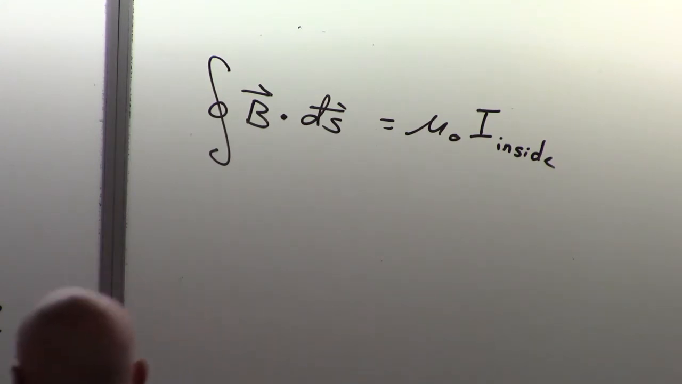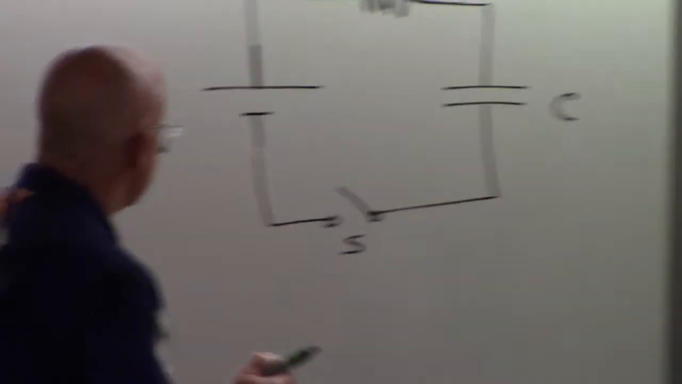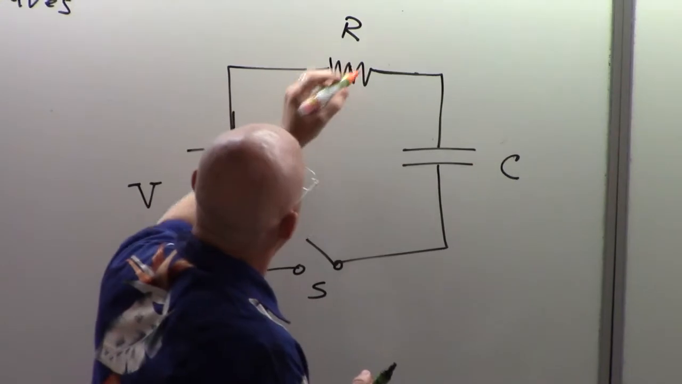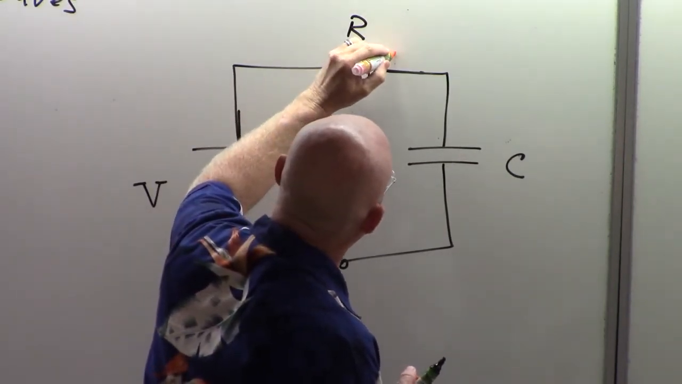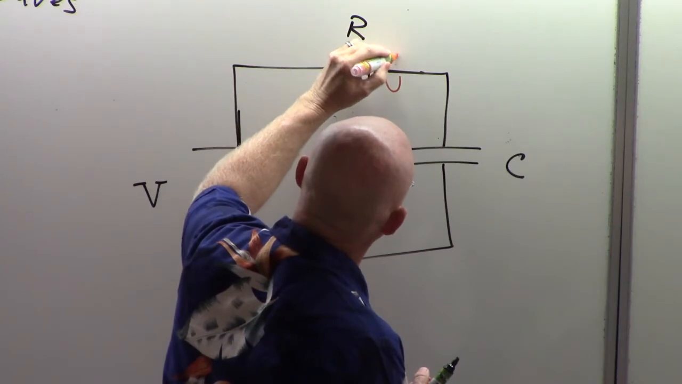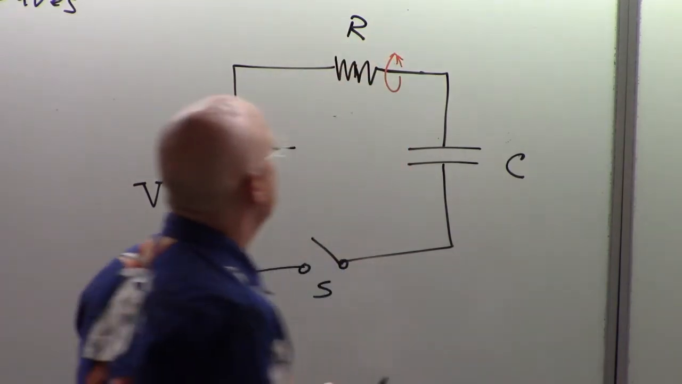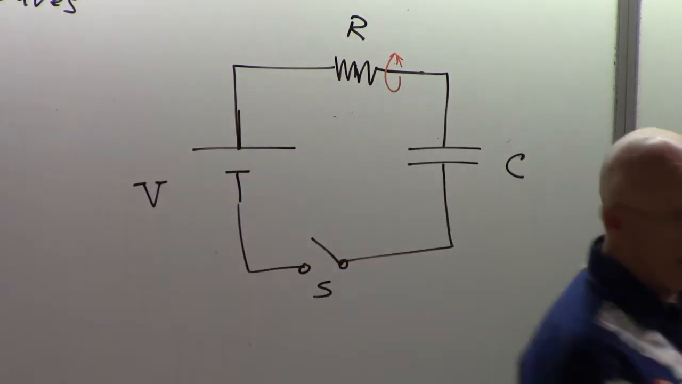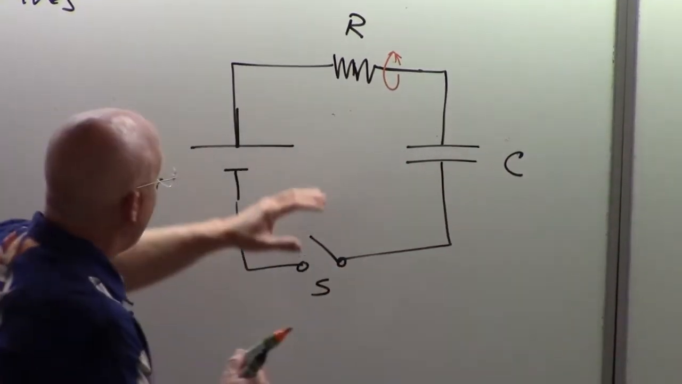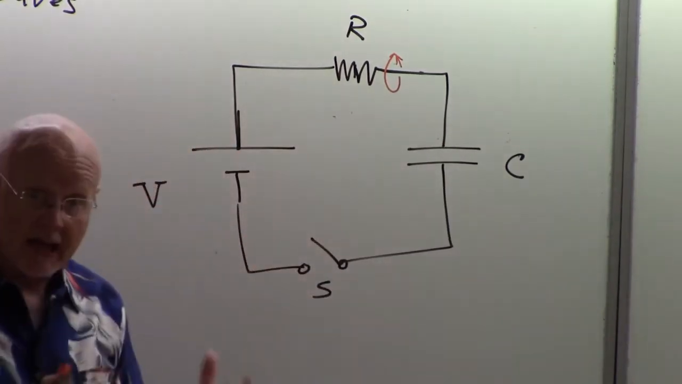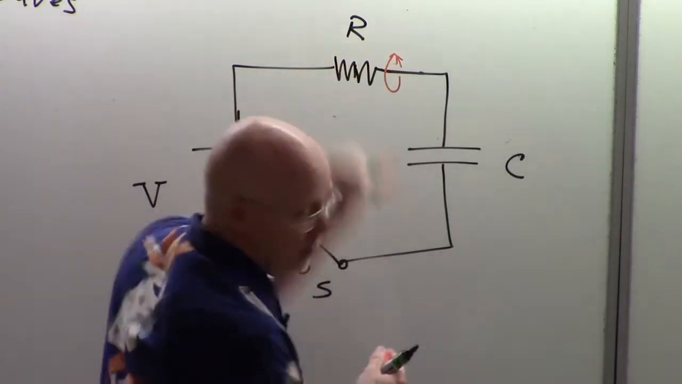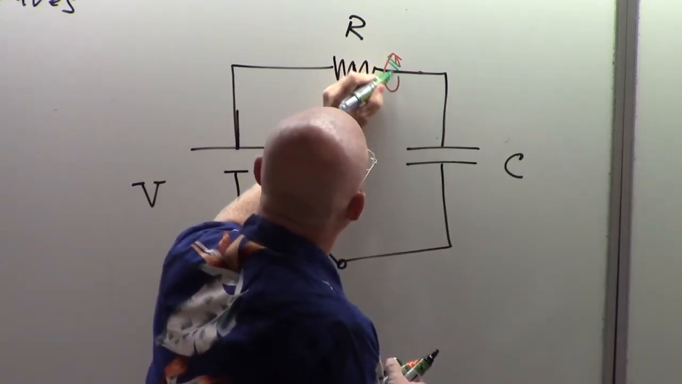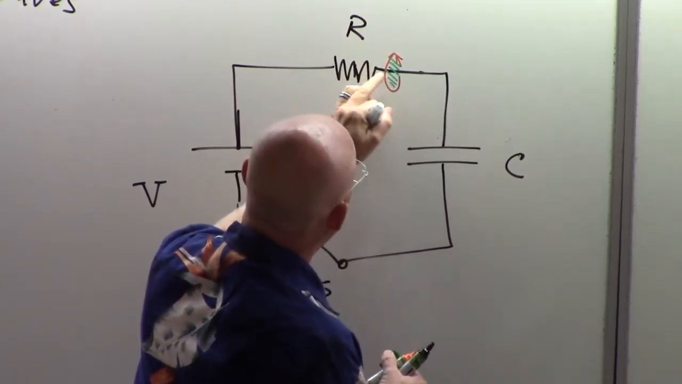In other words, let me stay away from the capacitor for just a second. If I did an Amperian loop, say, right here near the resistor, it would look something like this. And of course, there is some current that goes through my Amperian loop, and of course, there is a magnetic field. If I color in the area that's enclosed by the loop, you can see that the wire goes straight through.